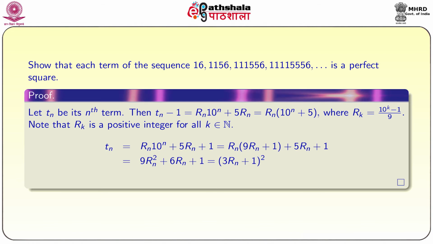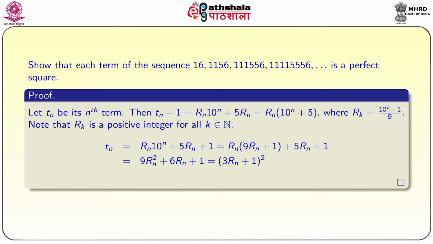So, how to show this result? We will calculate T_n. Since T_{n-1} is equal to R_n into 10^n plus 5 R_n, T_n is equal to R_n into 10^n plus 5 R_{n+1}. Which is equal to R_n into 9 R_{n+1} plus 5 R_{n+1}.